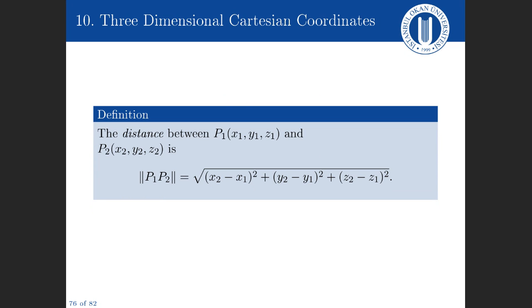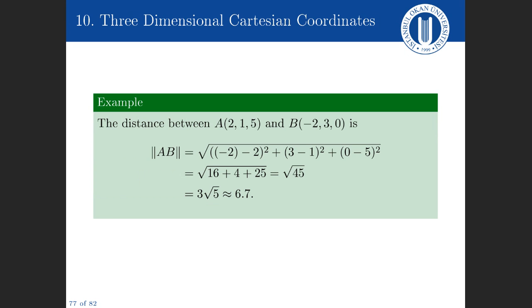We can measure the distance between any 2 points in R3 using this formula. The distance from P1 to P2 is the square root of (x2 minus x1) squared plus (y2 minus y1) squared plus (z2 minus z1) squared. Same idea that we used in two-dimensional space. So, for example, we can measure the distance between (2, 1, 5) and (-2, 3, 0). Using this formula, we get 3 square root of 5, which is a good way to write the answer.